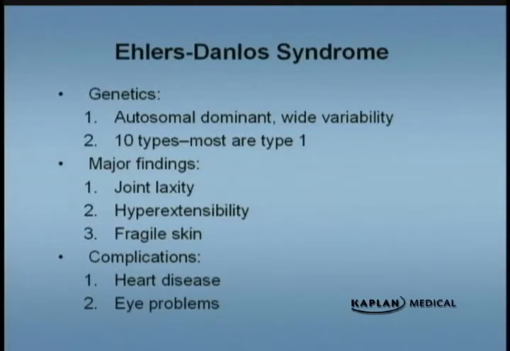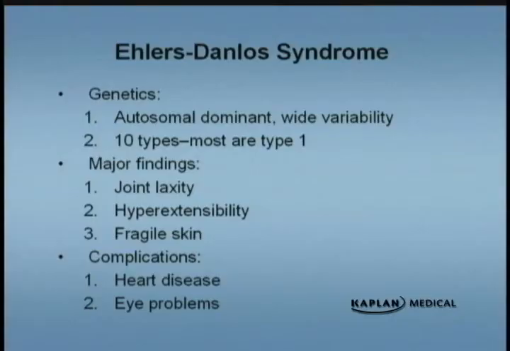Ehlers-Danlos is somewhat a relative of Marfan's. They not necessarily are tall like Marfan's are. But it's also an autosomal dominant disease for the most part. There are various different manifestations or forms of it. The majority of them are the type 1, so you probably won't be asked specific types of Ehlers-Danlos.